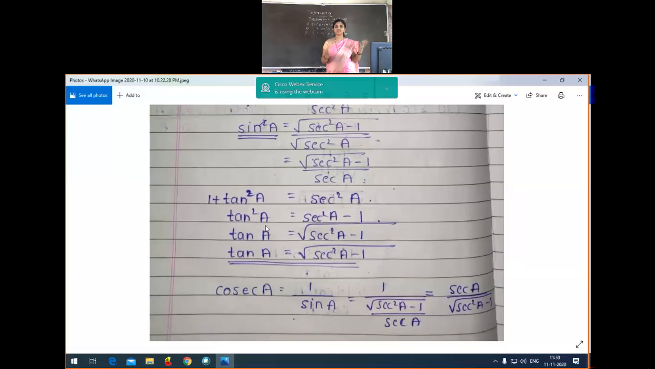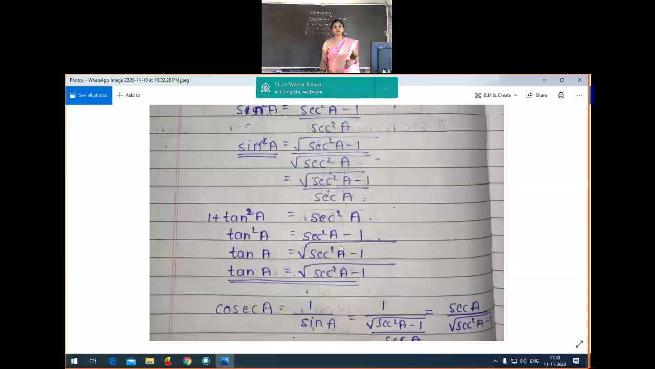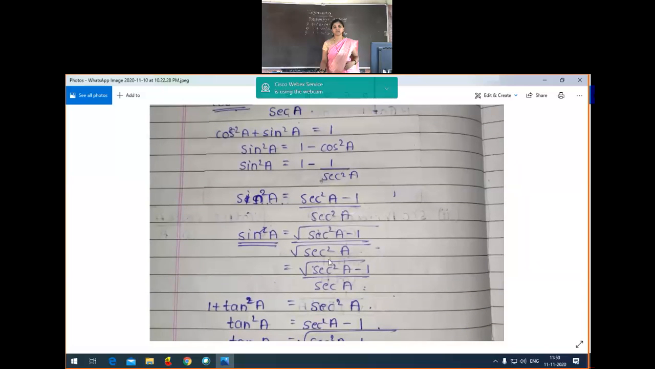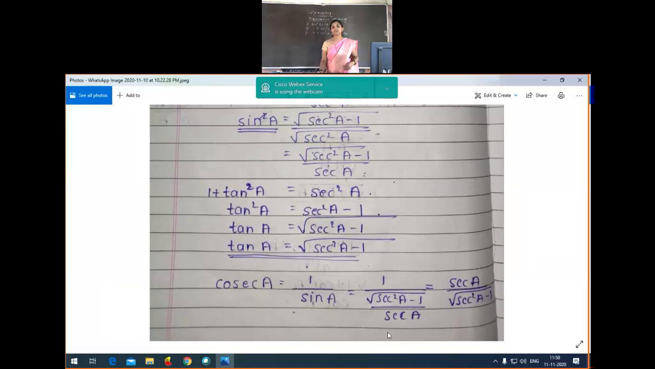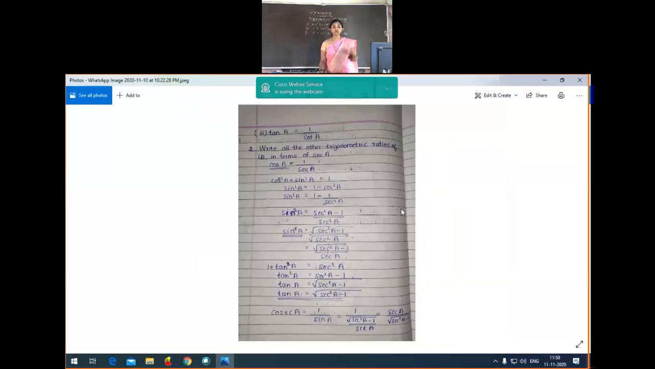So the first three answers we got are cos, sine and tan. If we have these, it is very simple to write cosec, sec and cot, because they are the reciprocal part. Cosec A is equal to 1 by sine A. So divide 1 by sine A; the answer for sine A we already got: the square root of secant square A minus 1 divided by sec A. Just substitute that. Then in the next reciprocal step, cosec A is secant A divided by the square root of secant square A minus 1. So this is about cosec A.